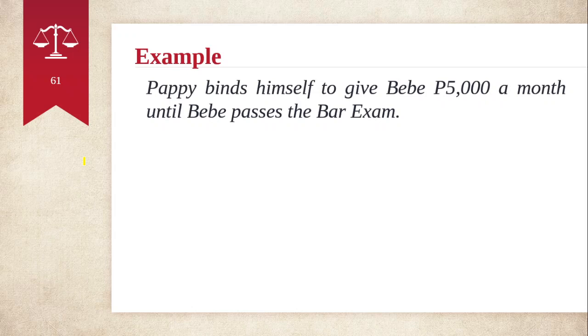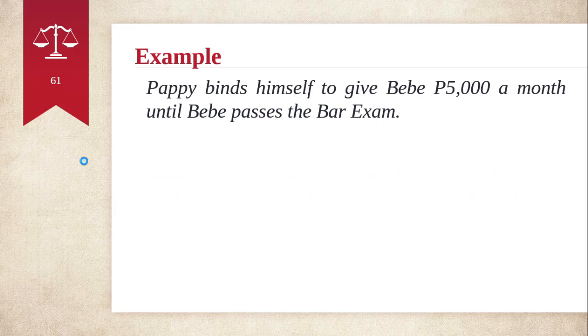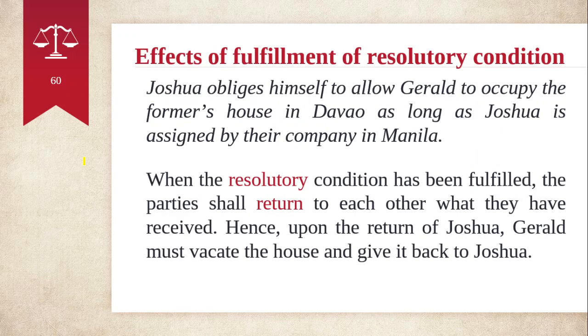Papi binds himself to give Bebe 5,000 a month until Bebe passes the bar exam. Looking at this illustration, kapag pumasa ba si Bebe ng bar exam, kailangan niya bang bayaran si Papi ng 5,000? Or dun sa accumulated amount na binigay sa kanya ni Papi? Di ba parang hindi naman? If Bebe passes the bar exam, she need not return the amounts she has received because it is clear that the parties do not intend the return of the same. It's different from the Joshua Gerald illustration.